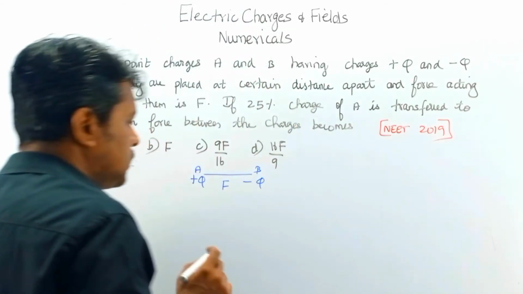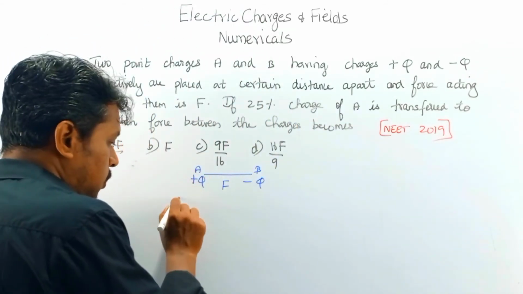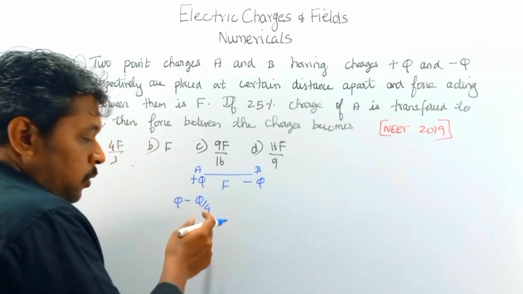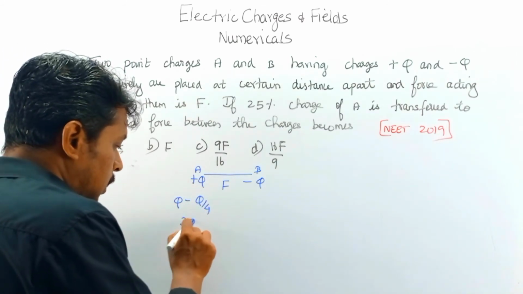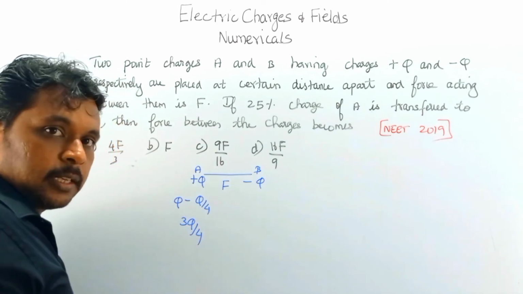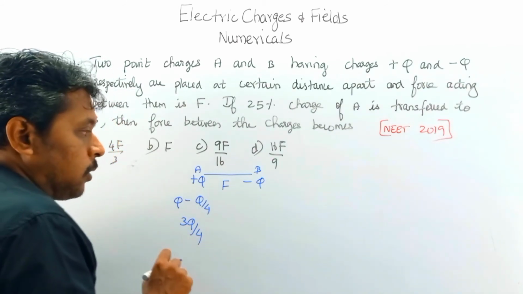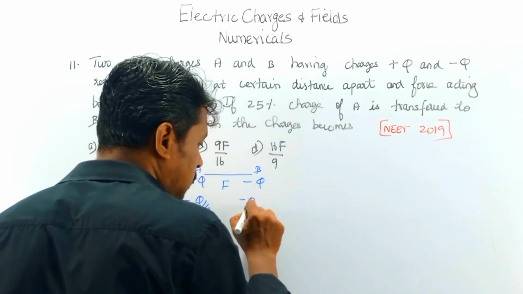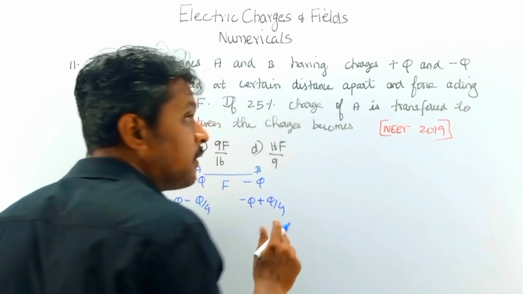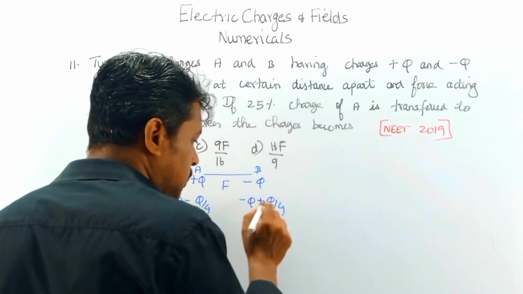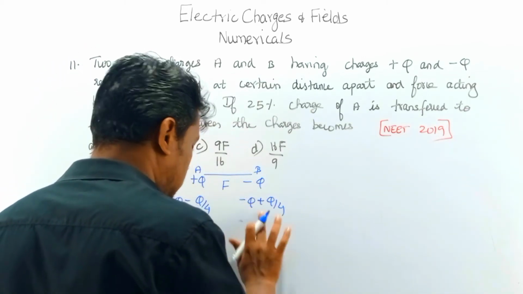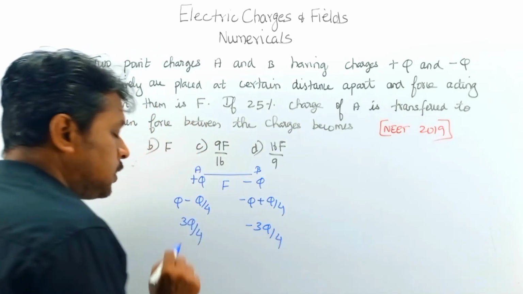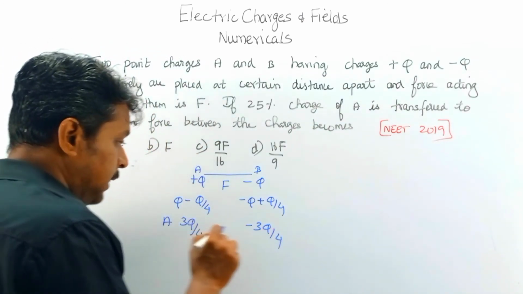Okay, so how much is lost in A? 25%, that is 1 by 4. So Q minus Q by 4. Now the value of charge in A is 3Q by 4. So there is a gain of charge in B. How much? It is minus Q plus Q by 4, 25%. So the charge becomes minus 3Q by 4. This is the new value of charges in A and B now.